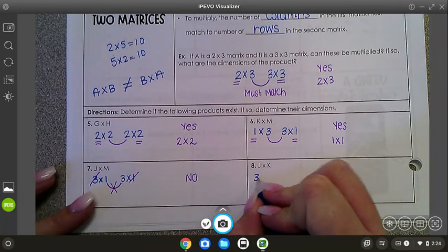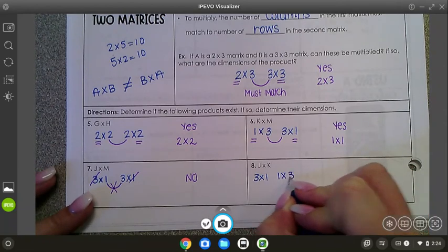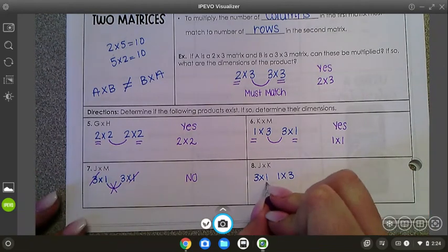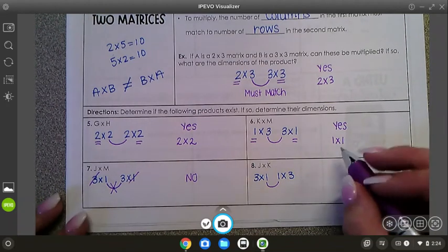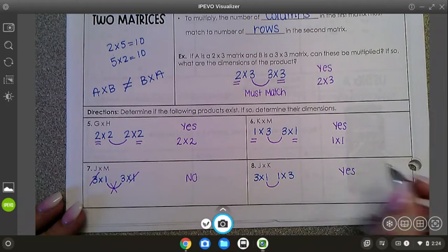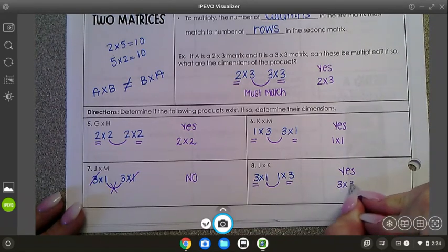J we said was a 3 by 1, and K we said was a 1 by 3. Can we multiply? Yes. And our answer that we get is going to be a 3 by 3 matrix.